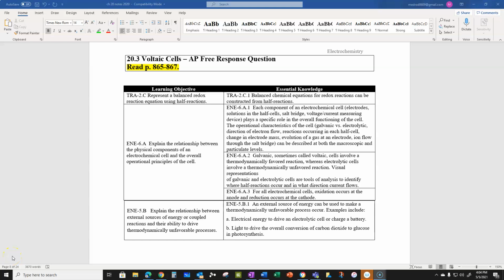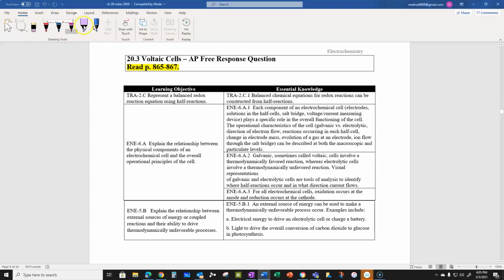All right, welcome AP 20.3. If you paid really good attention to the lab, this should be easy peasy. Voltaic cells, definitely always a key part of the AP test. So let's begin. What are the learning objectives?